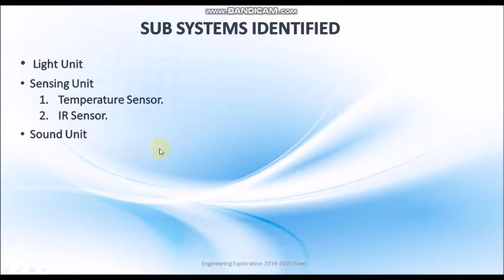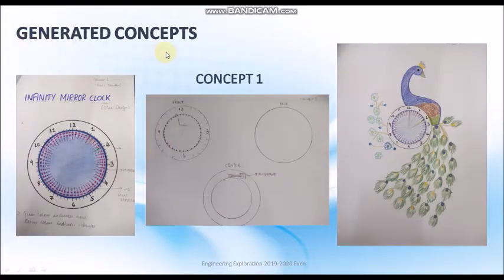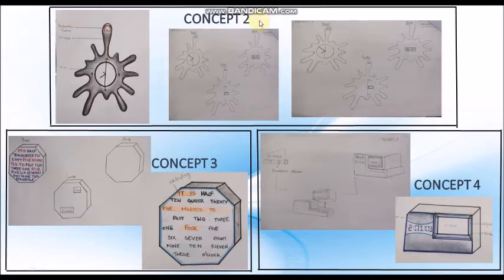Second step is conceptual design. Based on the functions, different concepts were developed. We developed 4 different concepts, in which the first one was infinity mirror clock. The second concept was the splash clock. Concept 3 was the word clock. Concept 4, the digital clock.